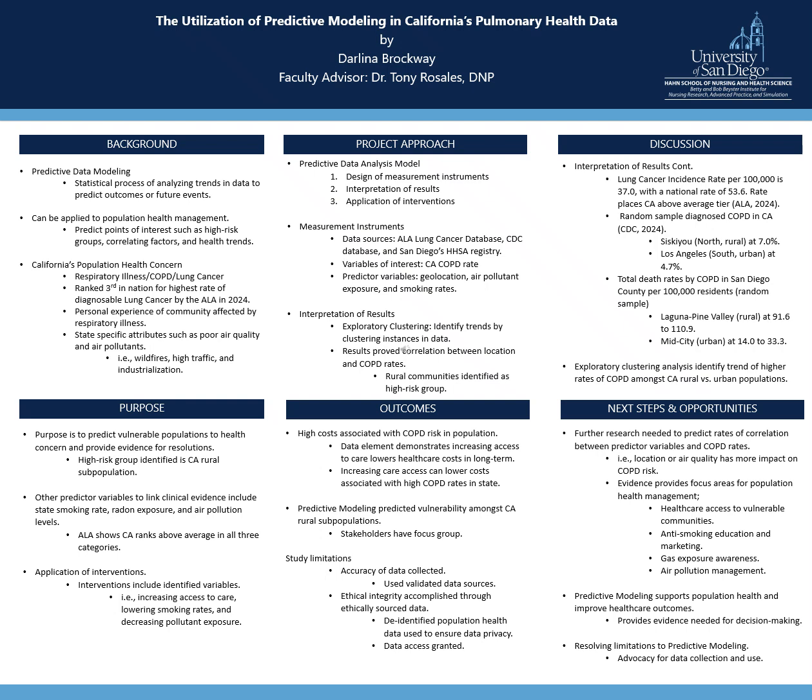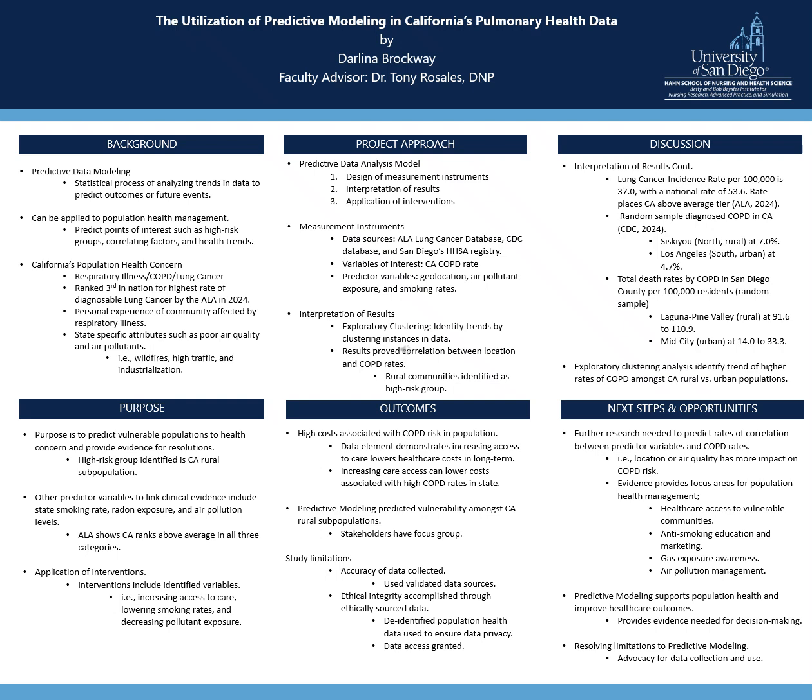Interpretation of results include data points, which use a random sample of northern and southern rural and urban regions to compare data. The analysis identified a trend of higher rates of COPD amongst California rural populations versus urban populations.